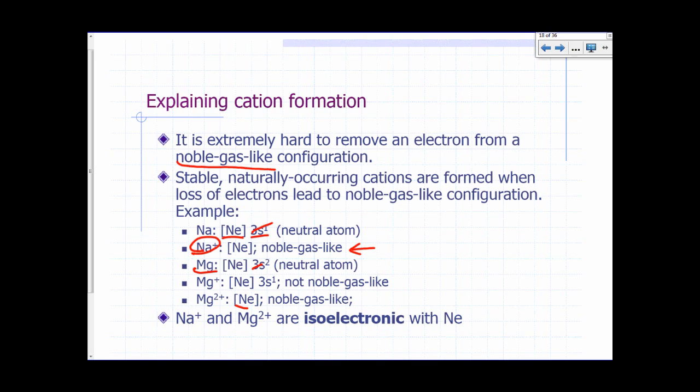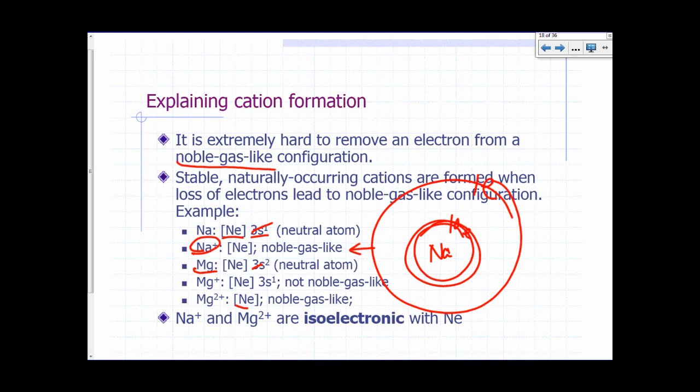The reason for that is this. You've got your sodium right here. You have a neon core, which is 10 electrons, and then you have that 1 electron on the outside. So removal of that 1 electron from the outside leaves behind the core, where the electrons are much closer to the nucleus and much more strongly attracted to it. So the next electron is going to be extremely hard to remove.